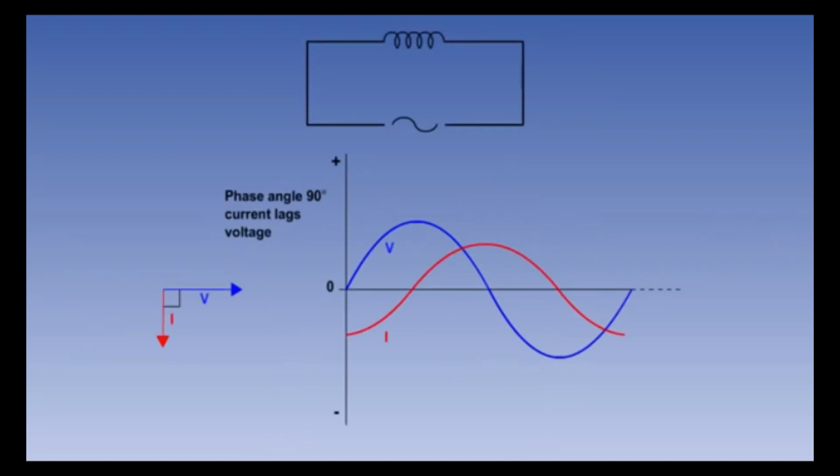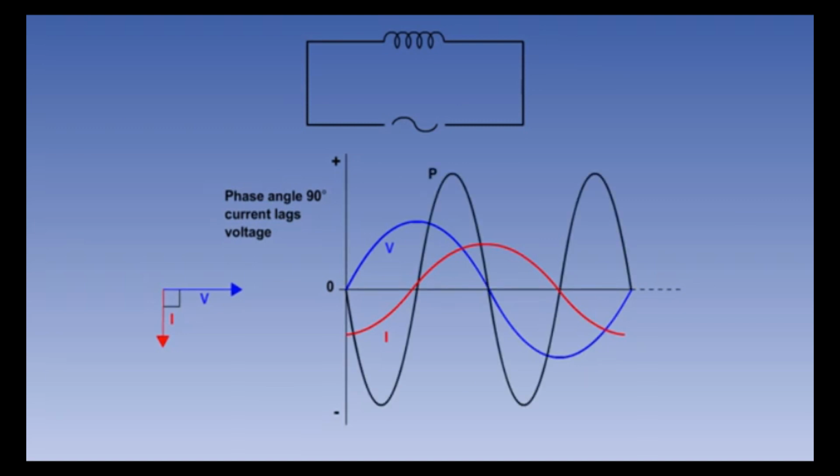Here we see a purely inductive circuit, where the current lags the voltage by 90 degrees. As in the resistive circuit, by plotting instantaneous values of current multiplied by voltage, we can obtain the waveform of instantaneous power. Again, the frequency of the power waveform is double that of the voltage and current. However, this time half of the wave is positive and half negative.